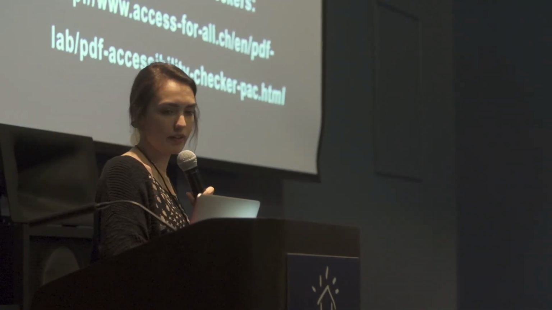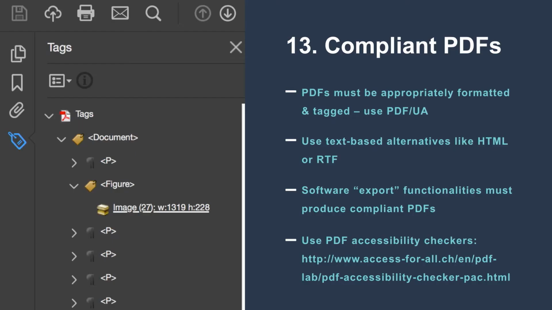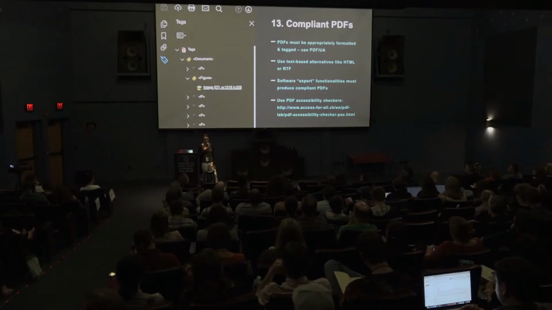And I mentioned that everything on the web has to be compliant, so that includes PDFs. Compliant PDFs have their own standards, and they should be in the correct format, UA, Universal Accessible Format. They need to be tagged, and what that means is basically alt text for PDFs.